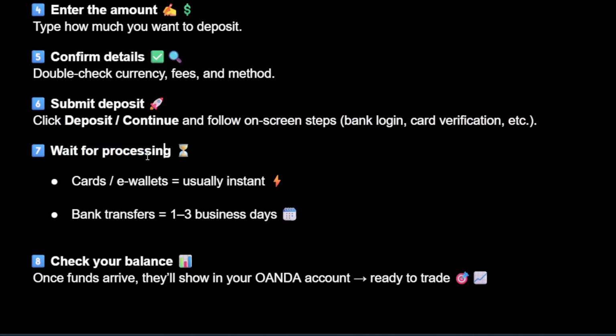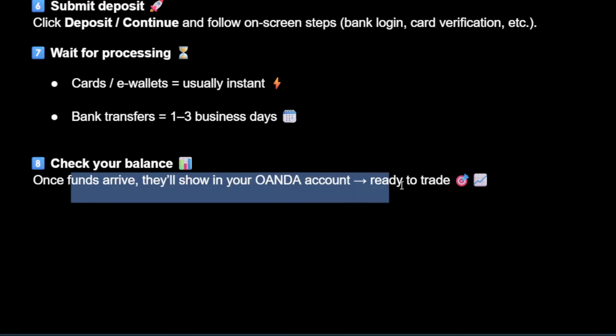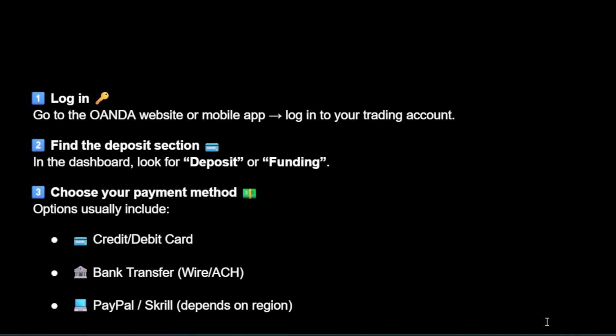Then you gotta wait for processing. Cards and e-wallets are usually instant, but bank transfers can take 1 to 3 business days. Then you want to make sure you check your balance. Once the funds arrive, they'll show in your Oanda account and you will be ready to trade. I hope this helps.